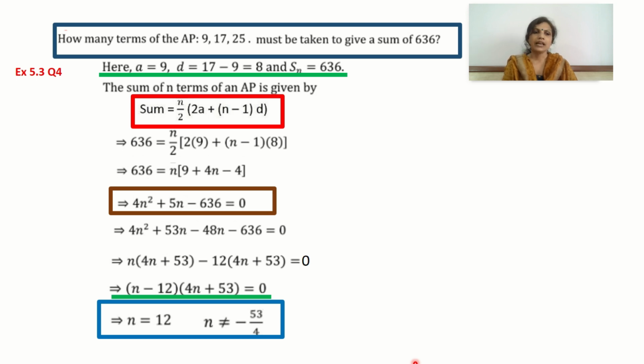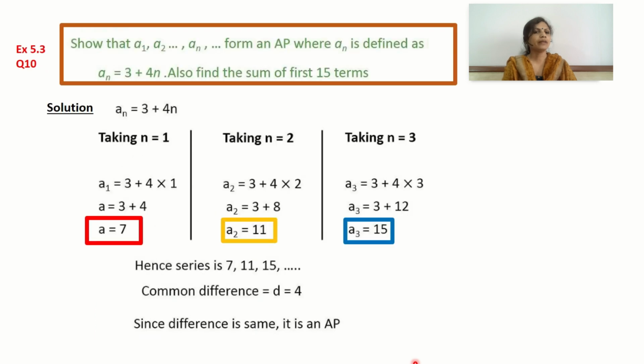Okay. Then this is 10th sum from exercise 5.3, and this was also a doubt. The sum is, show that A1, A2 up to AN form an AP where AN is defined as AN is equal to 3 plus 4n. Also find the sum of first 15 terms. Though the sum looks complicated, it is very easy. We are given AN. AN is 3 plus 4n.